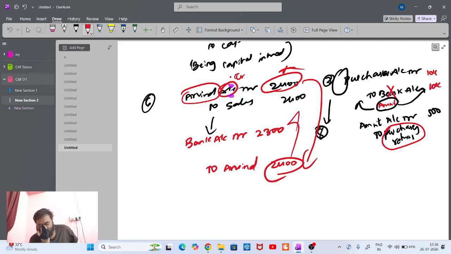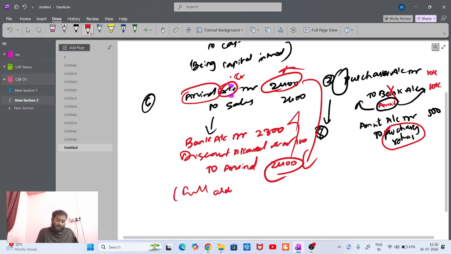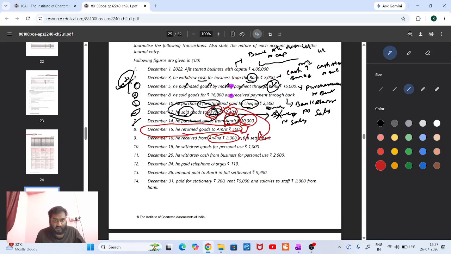Oh my God, what should we do? Maybe we should add discount account. 100 rupees. Okay. So narration: full settlement of Aravind by discounting of 100 rupees. Done. So this one done, this one done.